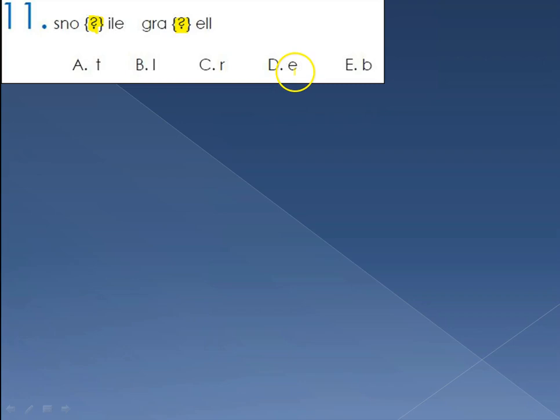We know E isn't. We go to answer E and the letter is B. If we put B in, the first word would be snob, bile, grab and bell. So the answer has to be E. Snob, bile, grab and bell.